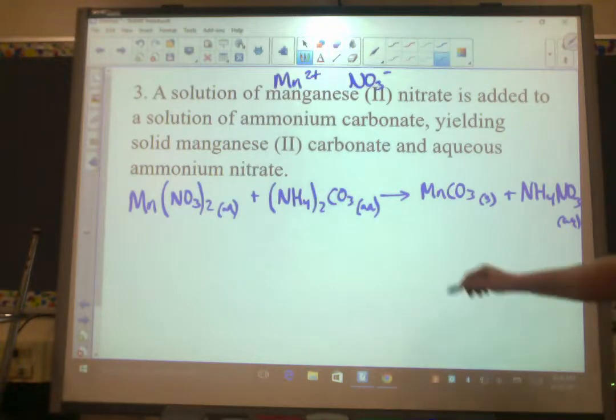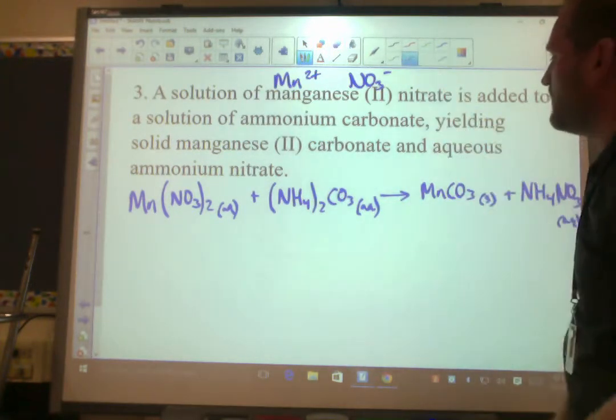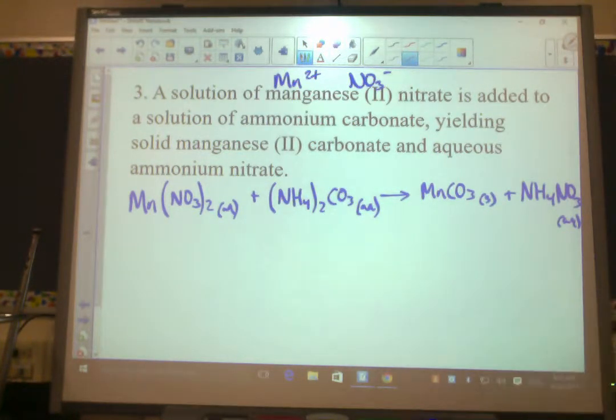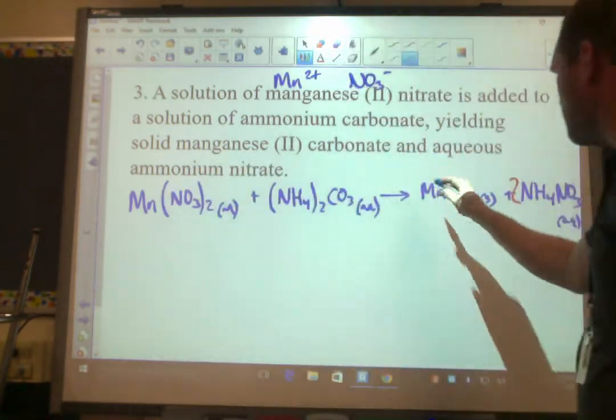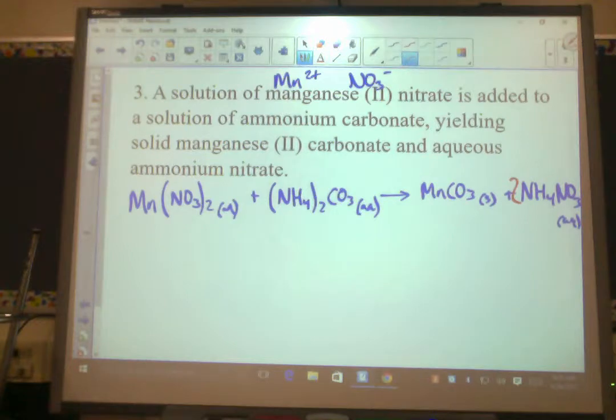Okay, and now we just balance out. It doesn't really matter where you start, but I notice I have 2 ammoniums here and 1 here, so I'm going to put a 2 there. That gives me 2 nitrates, 1 manganese, 1 manganese, 1 carbonate, 1 carbonate. 1, 1, 1, 2.